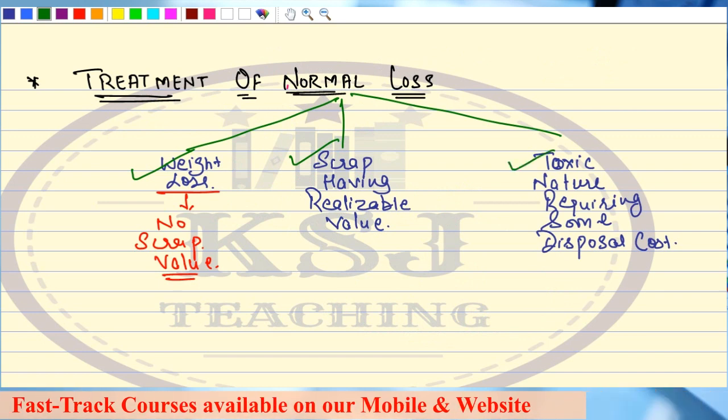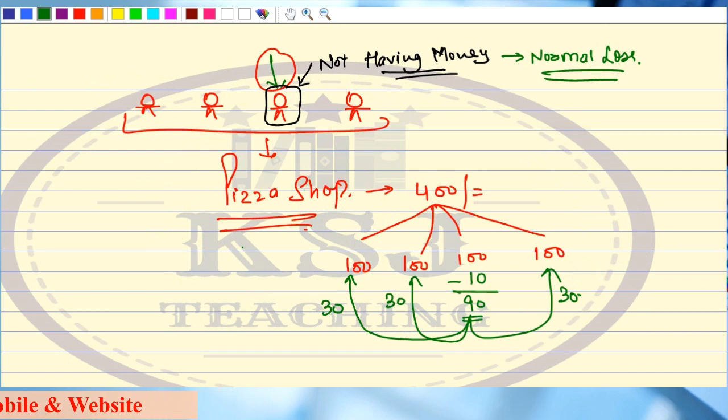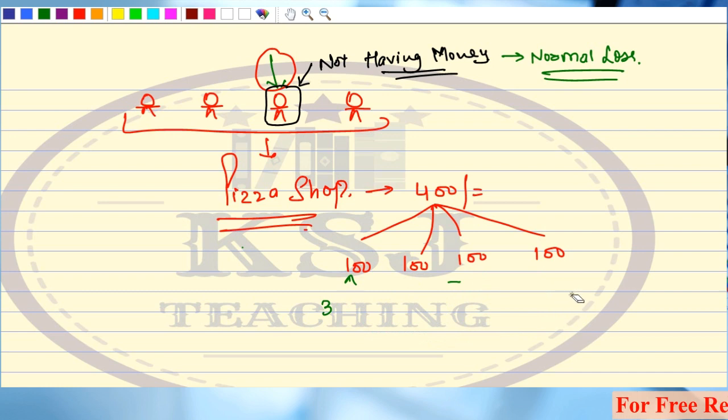Third one is toxic nature requiring some disposal cost. Now what happened with this friend now? Come to this case. Now again we'll discuss this case only, right?